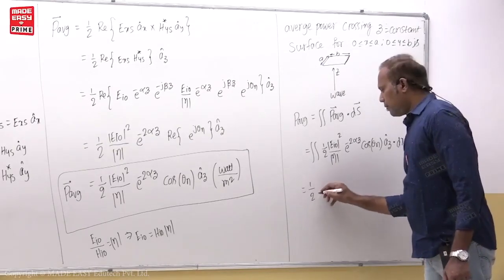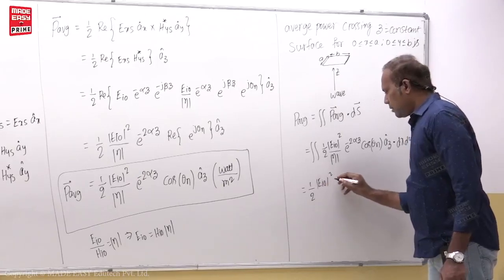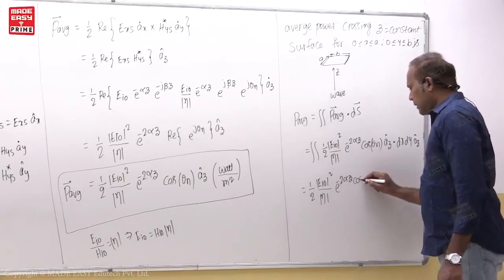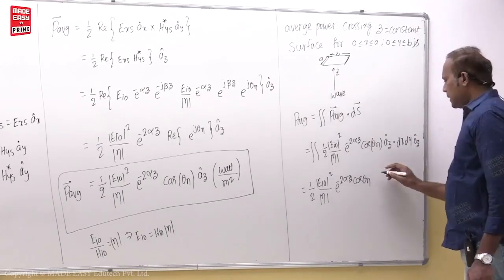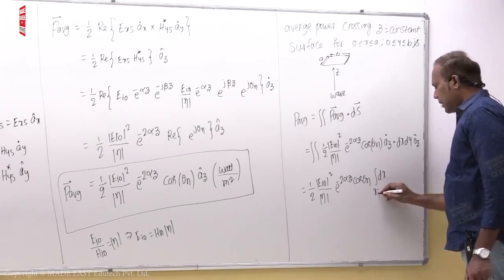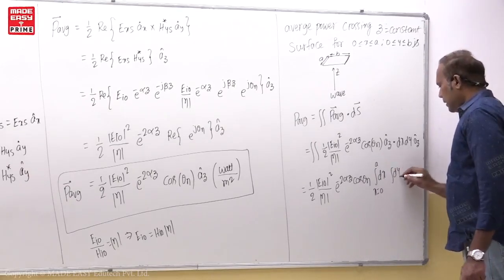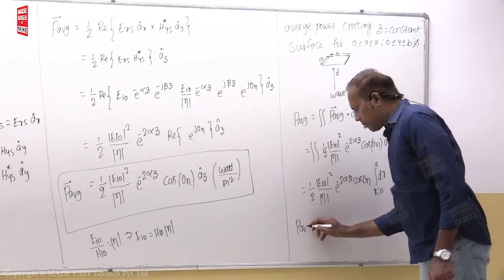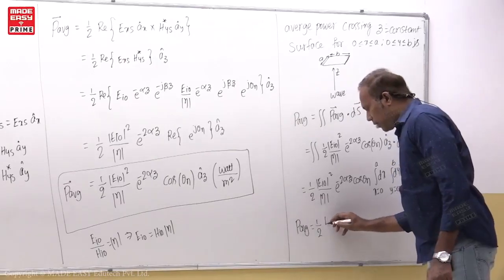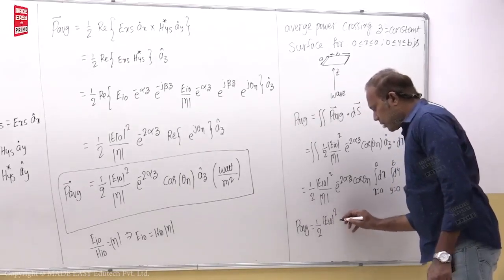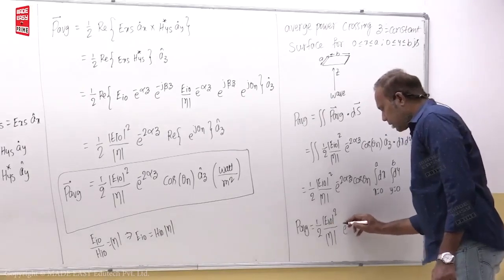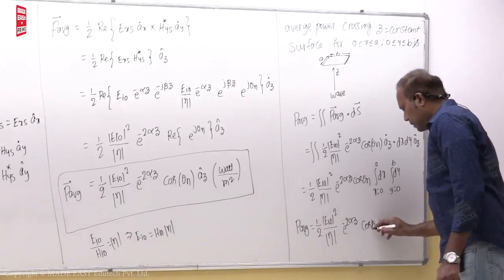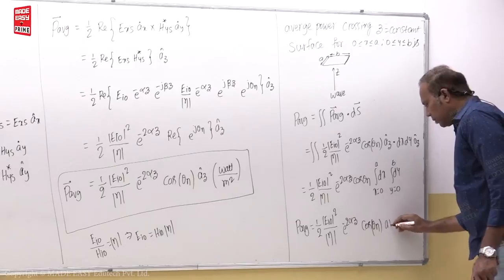So half E_A0 square, modulus of eta, e power minus 2 alpha z, cos theta eta, a_z dot a_z is 1, integral dx, x from 0 to a, integral dy, y from 0 to b, students. So that is nothing but average power is equal to half into E_A0 square divided by modulus of eta, e power minus 2 alpha z, cos of theta eta, into a into b.